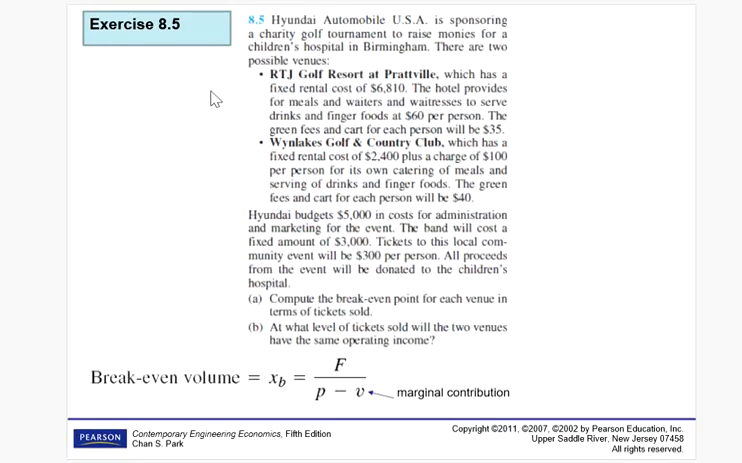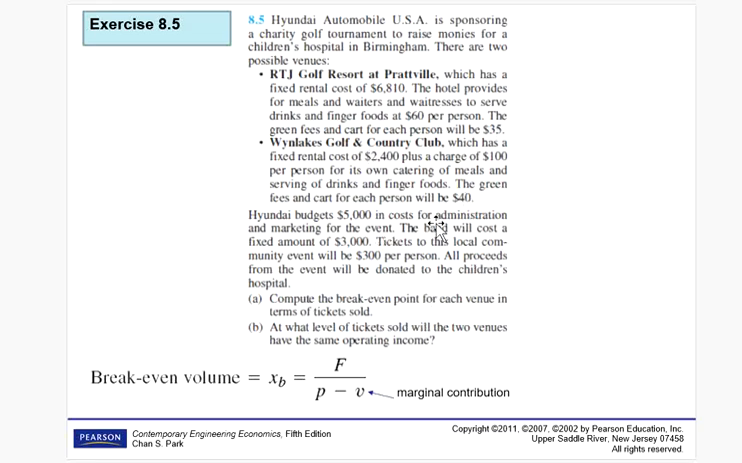which is exercise 8.5. Hyundai Automobile is sponsoring a charity golf tournament to raise money for a children's hospital. There are two possible venues. So this company, Hyundai, is sponsoring an event, and these are two locations: RTJ Golf Resort and Win Lake Golf and Country Club, with some cost information given. Compute the break-even point for each venue, right?